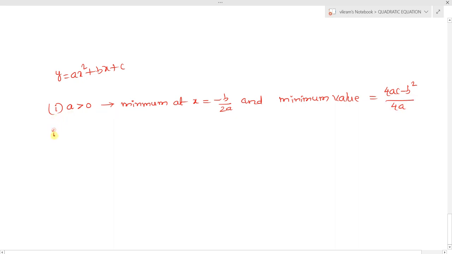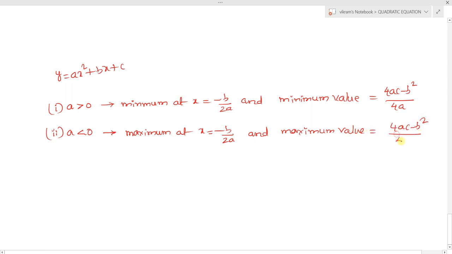And the other condition is, if a is less than 0, we get a downward mouth opening curve, and in this case we get the maximum at x equals minus b by 2a, and the maximum value is (4ac minus b square) by 4a. So this is all about the concept of maximum and minimum values of quadratic equations.